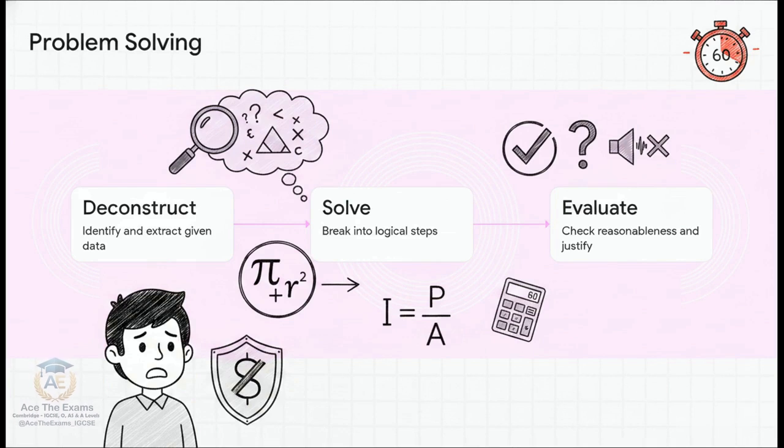Step 3 is evaluate. This is the ultimate hallmark of a top-tier candidate. You stop and check for reasonableness. Does an intensity of 10,000 watts per square meter make any logical sense for a gentle, quiet sound wave? Probably not. You evaluate your numbers and you justify your findings based on the physics. This 3-step process is your ultimate shield against the silly, careless mistakes that constantly plague rushing students like Sam. It literally forces you to slow down, analyze the scene, and execute with absolute cinematic precision.